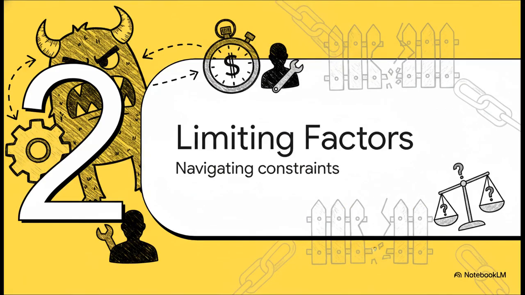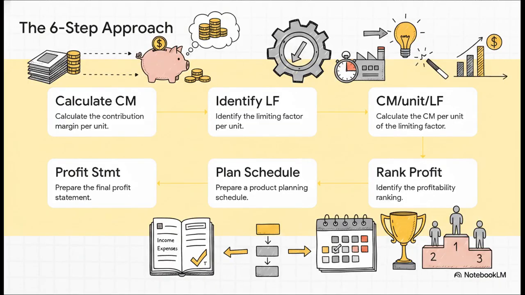Section 2. Navigating limiting factors. Now that our toolkit is nice and sharp, let's step into our first boss battle. This happens when a business wants to produce a ton of goods, but a vital resource, like machine hours, skilled labor, or even cash, is heavily restricted. You literally can't do everything, so how do you prioritize? To prevent cognitive overload, we rely on a very rigid 6-step formula. Step 1. Calculate the contribution margin, or CM, per unit for each product.